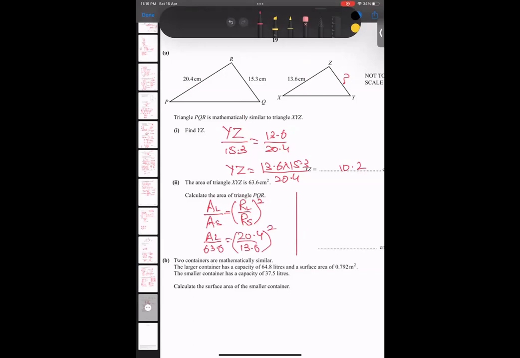Now I'm going to complete it. The area is equal to 63.6 times 20.4 over 13.6 to the power 2. In this way, I get the area of the triangle. Let me check. 20.4 divided by 13.6, power 2, and times 63.6. And the answer turned out to be 143.1.